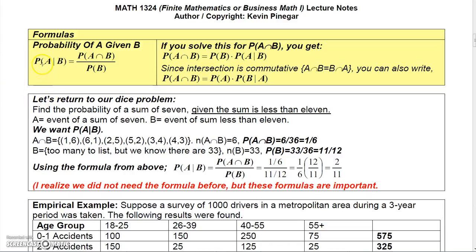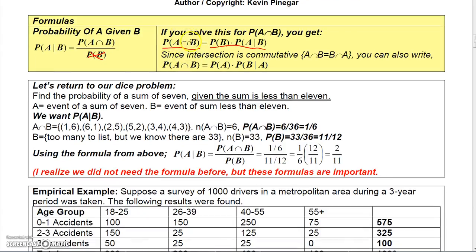Now, you could actually solve this for the probability of A intersect B and get another formula. If you multiplied both sides of this by the probability of B, then over here the probability of B would just cancel, and you'd have the probability of B times the probability of A given B, which is what I have here, equals the probability of A intersect B. Now, since the probability of A intersect B and the probability of B intersect A are the same, you could interchange the B and the A here. So here you could change the B for A, and then here you change the A for B, and here you change the B for A.